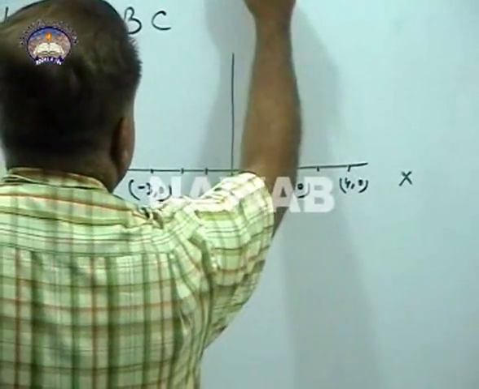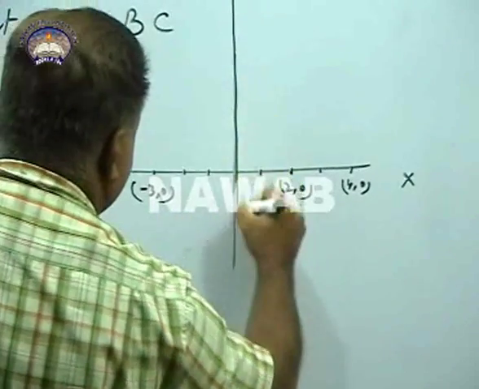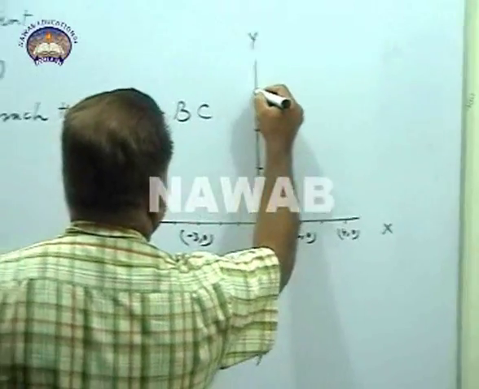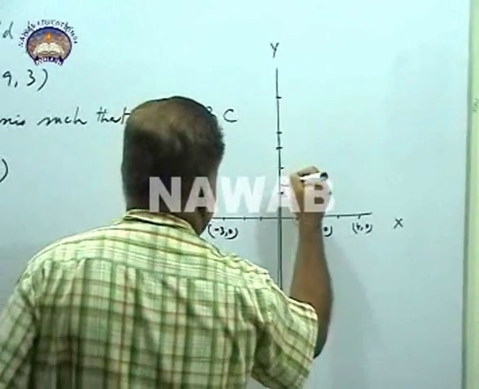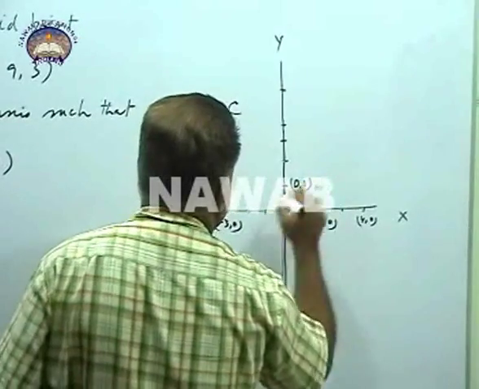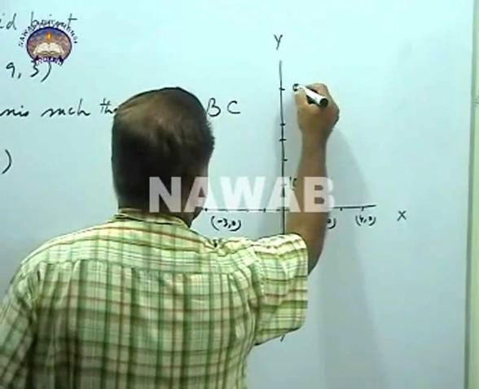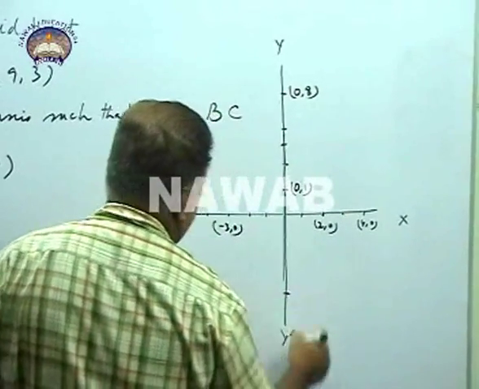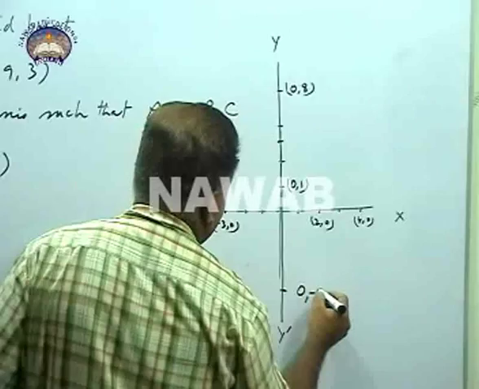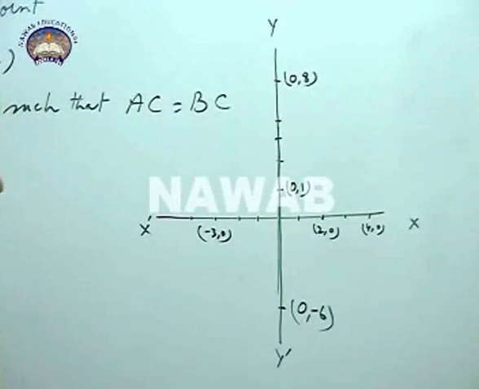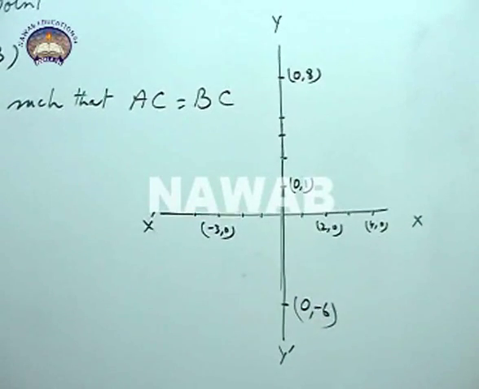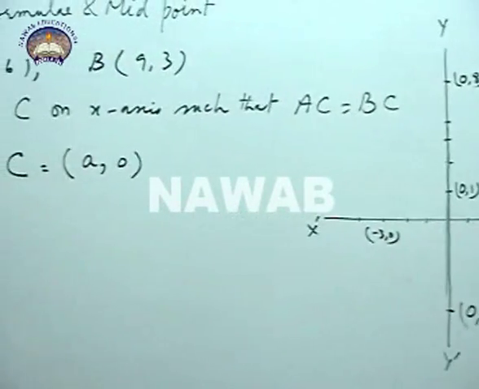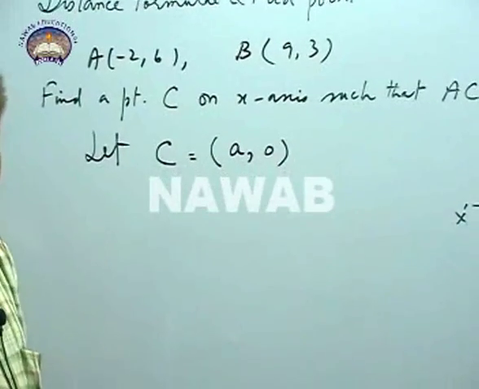Similarly, if the point is given on y-axis, this is our y-axis line. So on y-axis every x coordinate is 0. So this point will be considered as (0, 1). This point will be considered as (0, 8), for example. And if there is a point on the negative side, we write it as (0, -6). So therefore on y-axis x coordinate is taken as 0, on x-axis y coordinate is taken as 0. So I have supposed that let C be the point (a, 0).